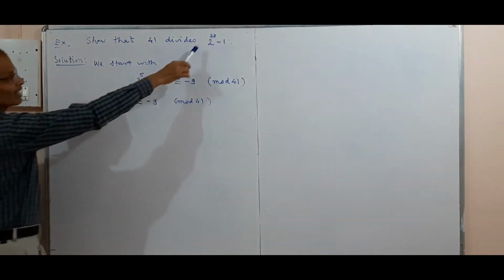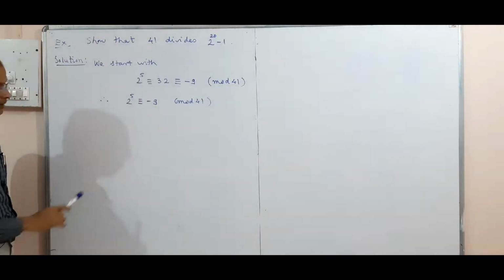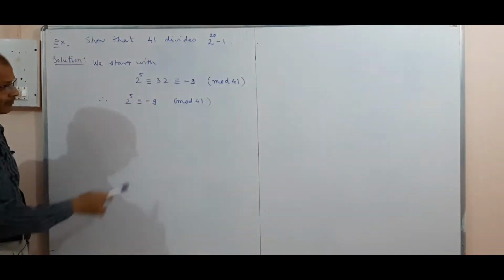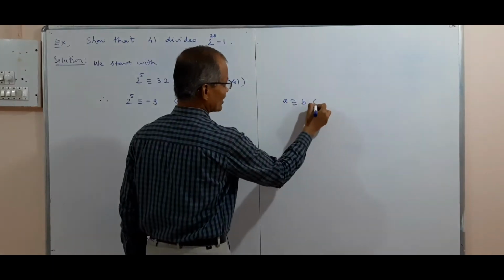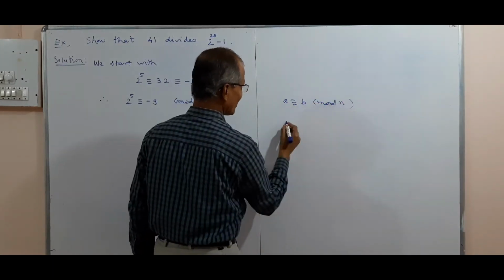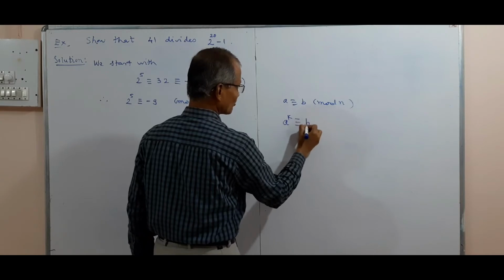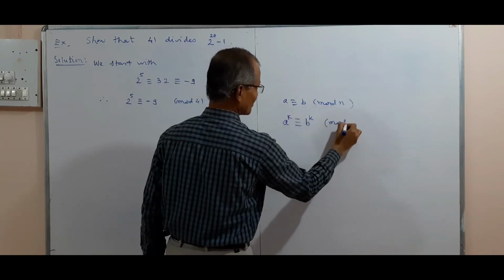Now we want the power as 20. So therefore we will raise this power to 20. The last theorem we shall use: if A is congruent to B mod n, then A to the power k is congruent to B to the power k mod n.